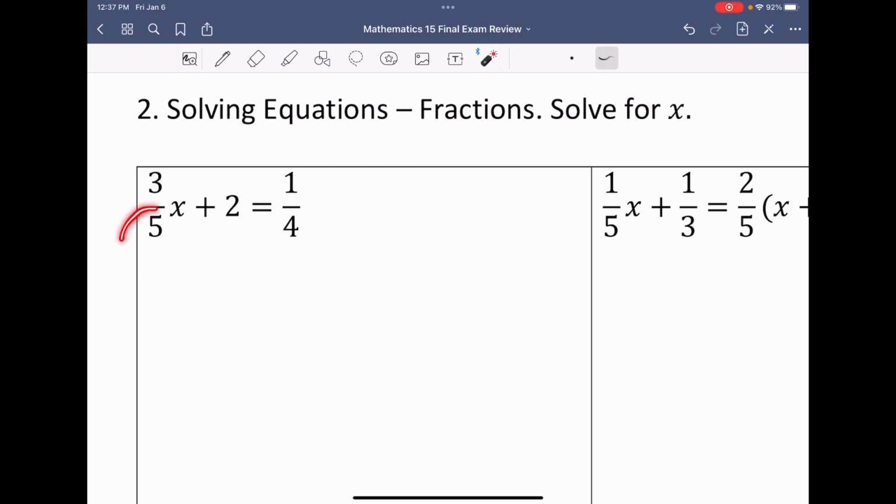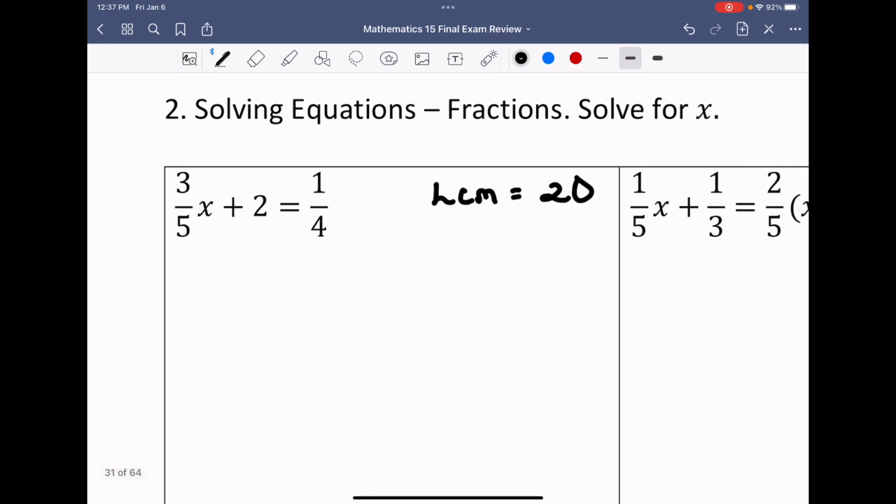If I look at this, 5 and 4, what is the first number that both of them reach? Well, they both first multiply to make 20. That's their LCM, or the first number they can both multiply to. So what I'm going to do here is multiply both sides of this equation, the entire sides of these equations, by 20.